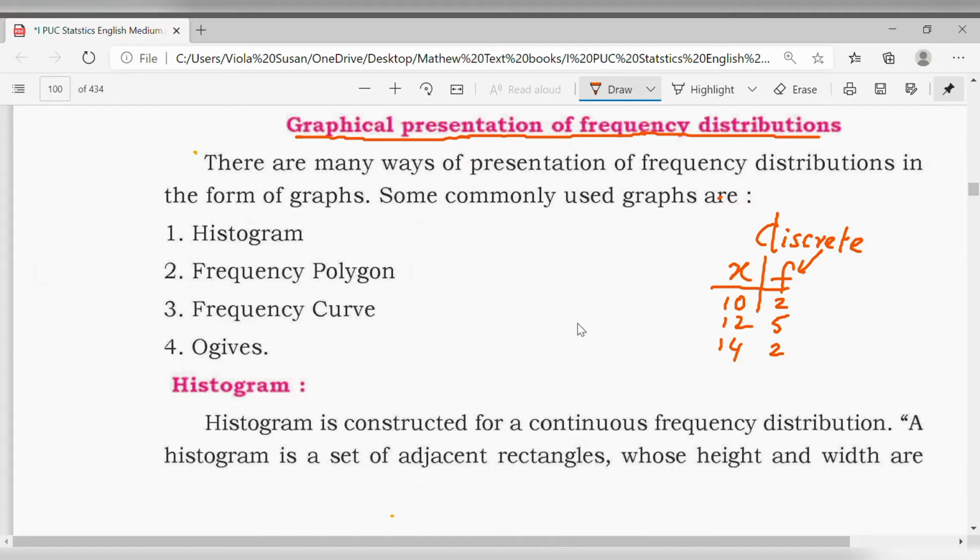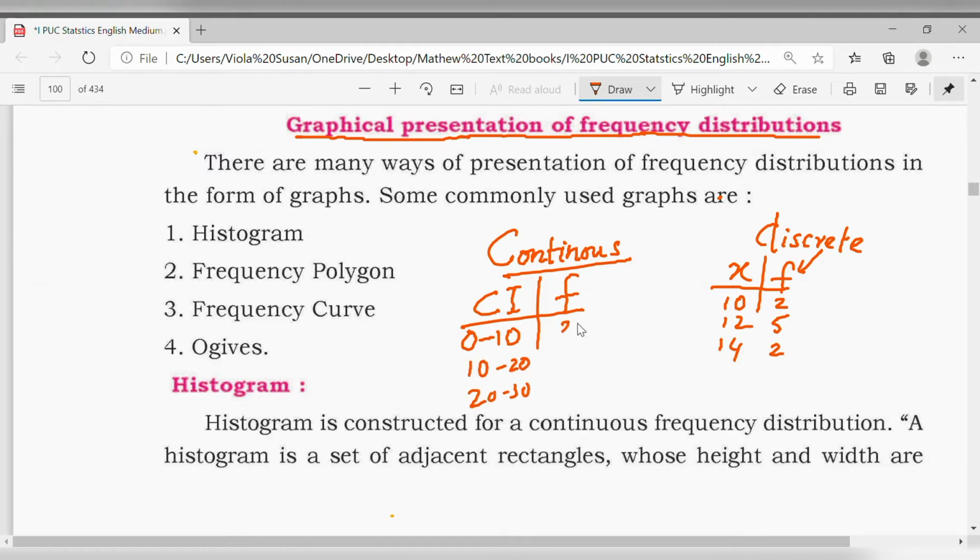There can also be one more type of frequency distribution, which is called continuous frequency distribution, students. Continuous frequency distributions will be of class intervals and frequencies. Class intervals would be like 0 to 10, 10 to 20, 20 to 30, and the frequencies would be like 10, 5, 3, something like this. This is the one that you may be having, students.